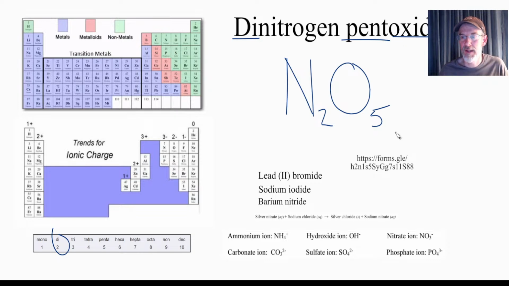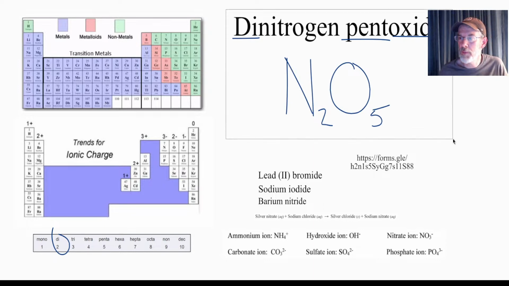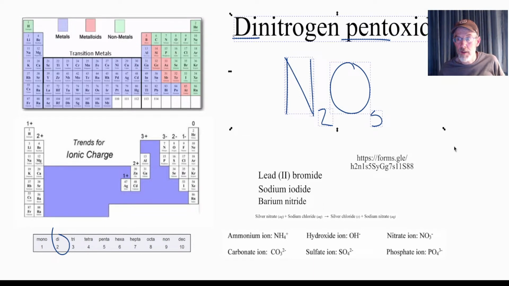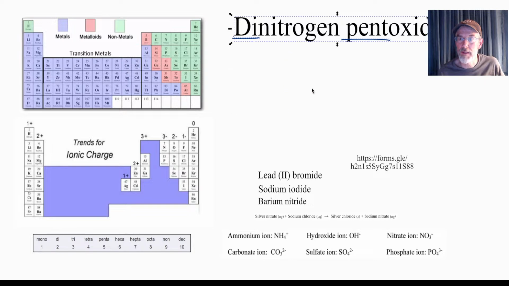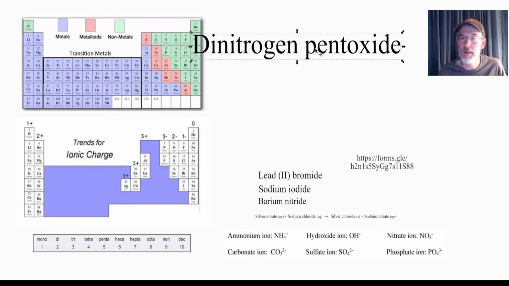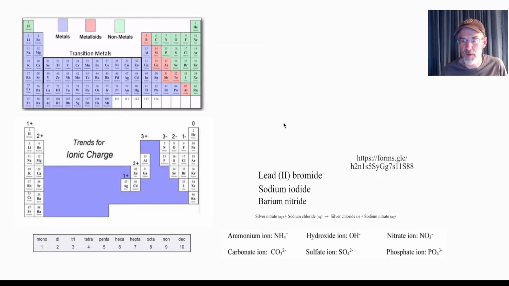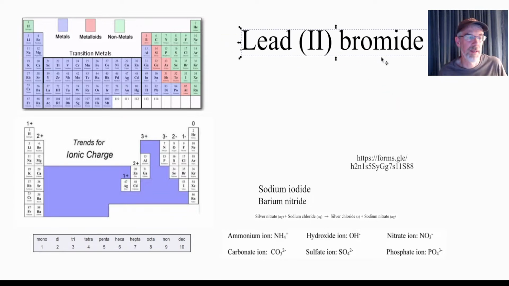All right. We're going to wrap up with, no, what are we going to wrap up with? Let's wrap up with lead 2 bromide because it's good to do the transition metals. For some reason they cause students problems. So give this one a try.